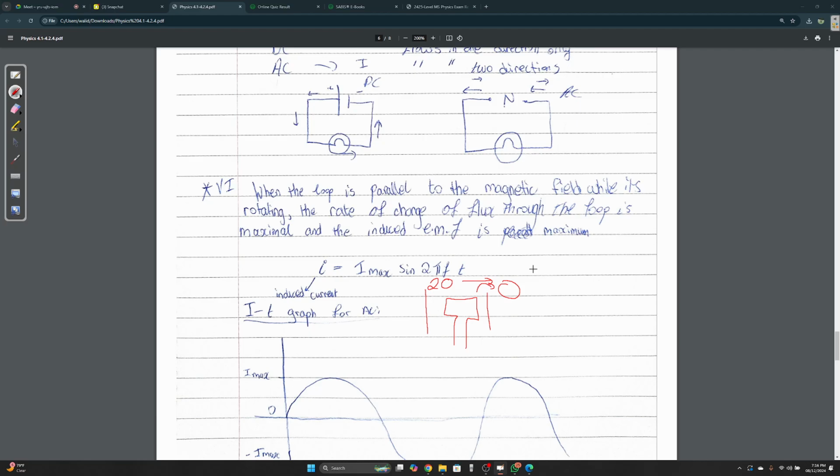So remember, we don't depend on how much the magnetic flux is. We don't care about the value. We care about the value of the change. By how much did it change? Okay? So when is the induced EMF maximum?